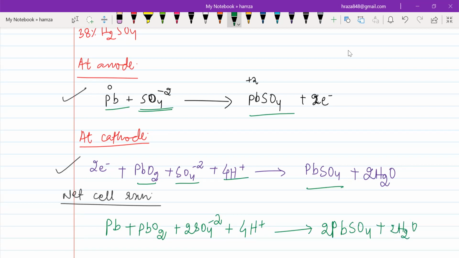You know that these electrons are equal. 2 electrons on the left hand side and on the right hand side. These two will be cancelled. So this is the net cell reaction. And what is the reaction for discharging? Since this is the net cell reaction, the reaction or the equation for discharging will be same. So please write it, and then I'm going to separately write the equation for discharging as well as charging.